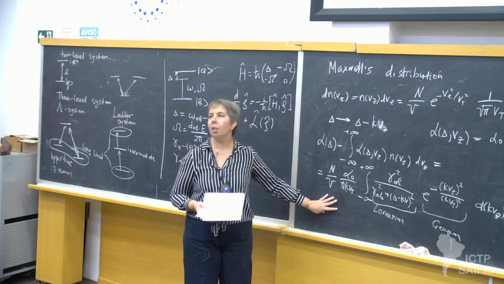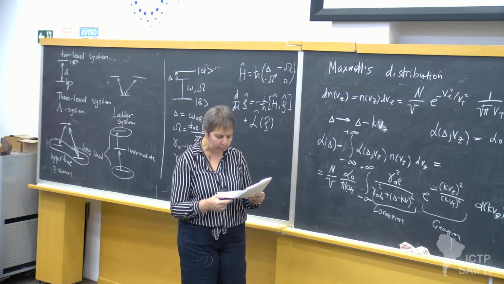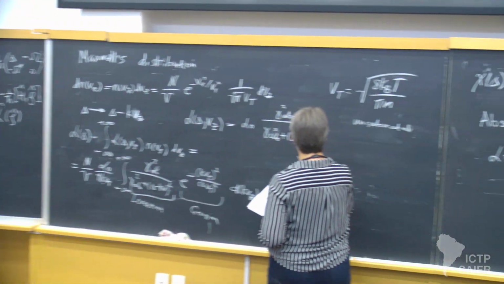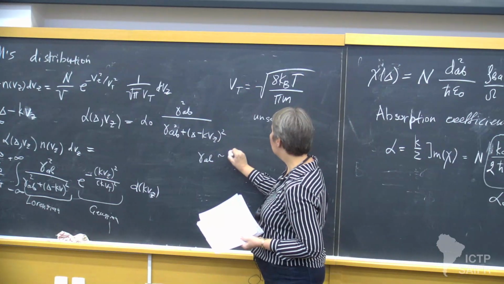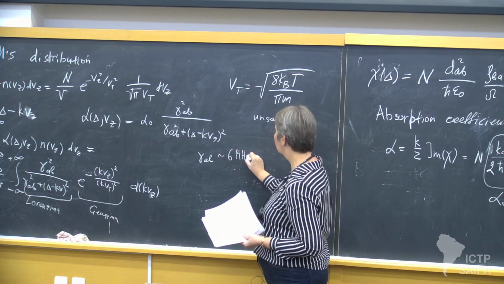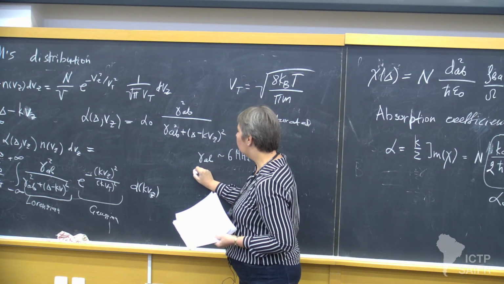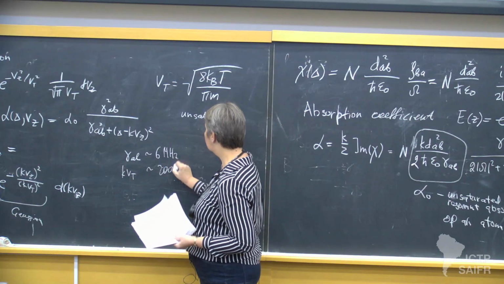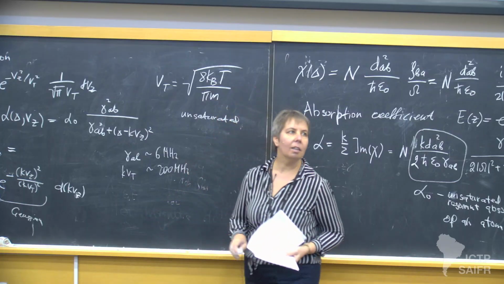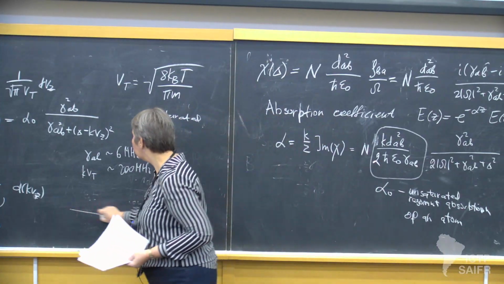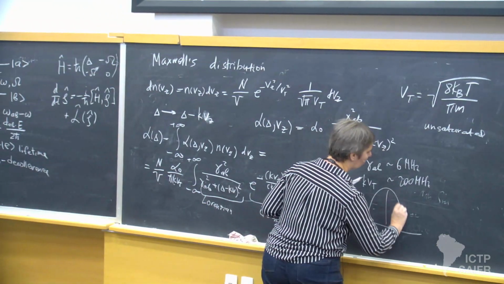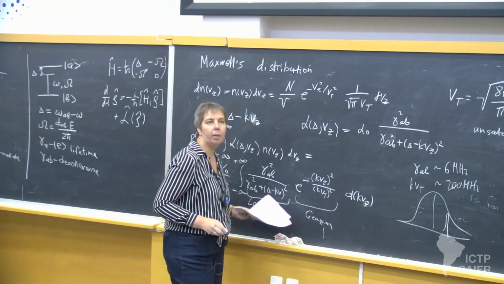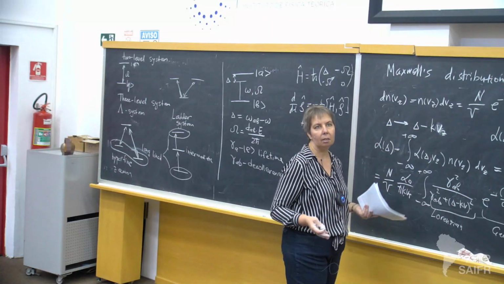But in our case, we actually don't have to go through all these troubles, because remember, in the very beginning I gave you the estimates. If our gamma AB, let's say for the optical transition of rubidium, is on the order of 6 megahertz, and our kVt, the Doppler broadening, is on the order of 200 megahertz, they are pretty different, right? So our Gaussian is very broad, and our Lorentzian is very narrow. So it is actually quite okay to replace the Lorentzian with a delta function.